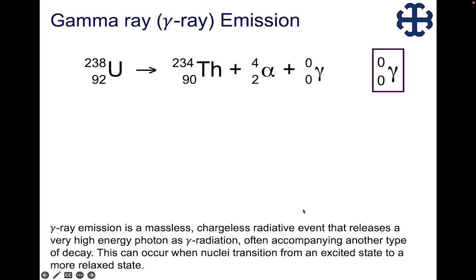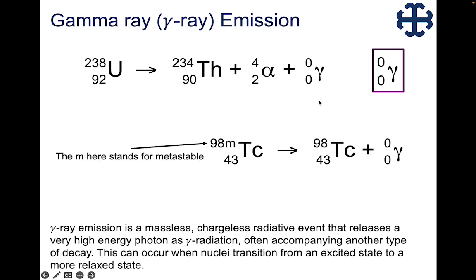Then finally, we have gamma ray emission. So an example of this might be uranium-238 undergoing an alpha decay, so kicking off an alpha particle, turning into thorium-90. But we can also produce extra radiation with that. So this is emitting a gamma ray. Typically, this happens after we have a different kind of radiative event and our nucleus remains in what we would call an excited or a metastable state. And so that excited state has to decay. It decays by emitting that very high energy radiation in the form of a gamma ray.